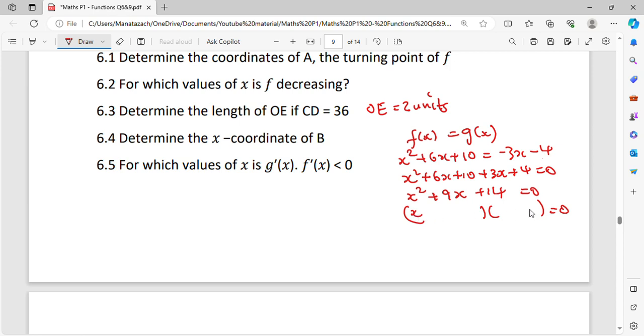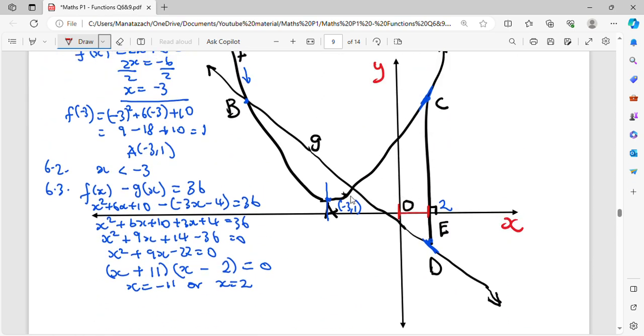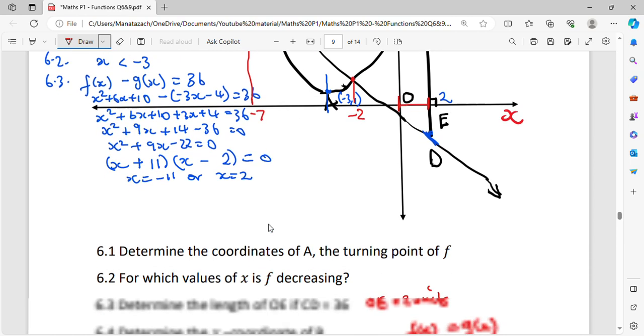The factors for x squared is x times x. For 14 is 7 times 2, where they are both positive, so x is either minus 7 or x is minus 2. So which one are we going to choose? You'll notice that the graphs intersect at point B and at another point here. So that point here will be minus 2. Then the x coordinate for B is minus 7. So minus 7 would be the answer.